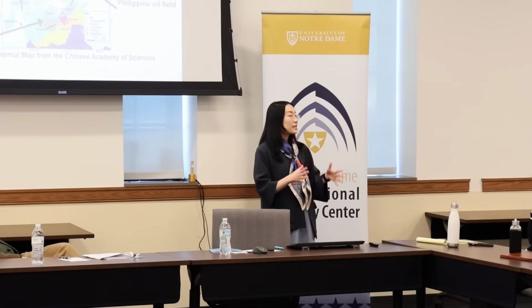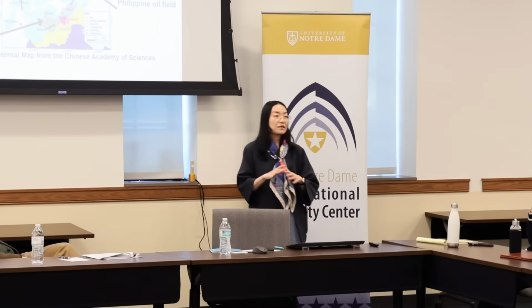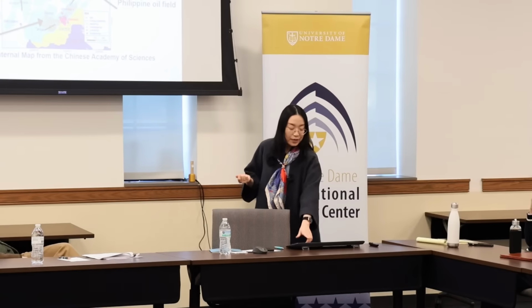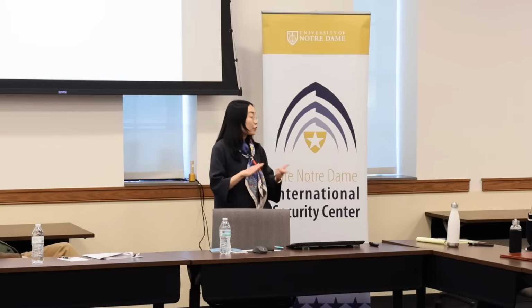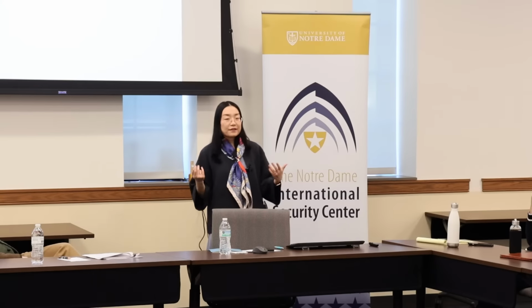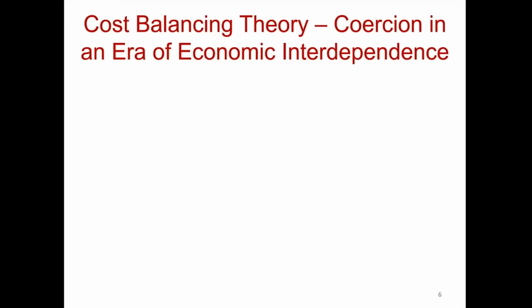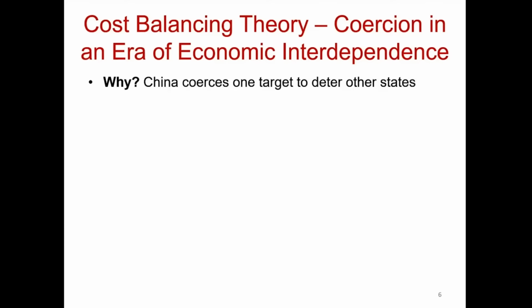If you were me, I was Team Malaysia when I was looking at this map initially, because of how many oil fields Malaysia has within the dashed line. But I was wrong. So the variation over tools and targets of China's coercion led me to answer this central question of when, why, and how China coerces when faced with perceived threats to its national security. In the book, I offer the cost balancing theory to explain China's coercion, placing it in an era of global economic panics. I argue first that China coerces one target state in order to deter other states from doing similar things that it does not like in the future.